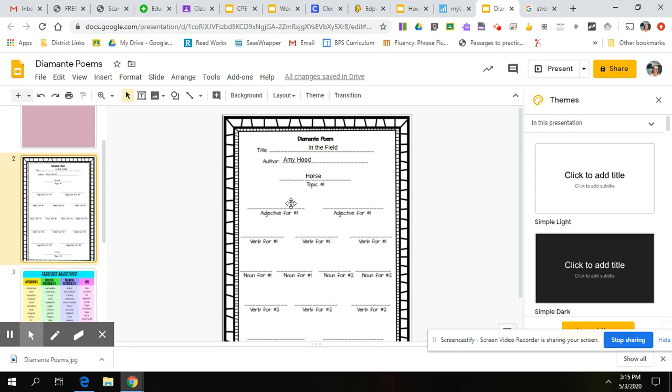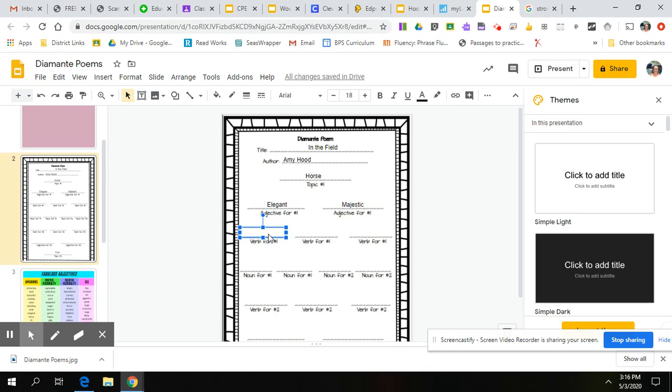My horse. I think an adjective that describes a horse is elegant. And another adjective that I'm going to use to describe my horse is majestic. So let's see so far if this talks about my horse. Horse, elegant, majestic. So all of that's talking about my horse.